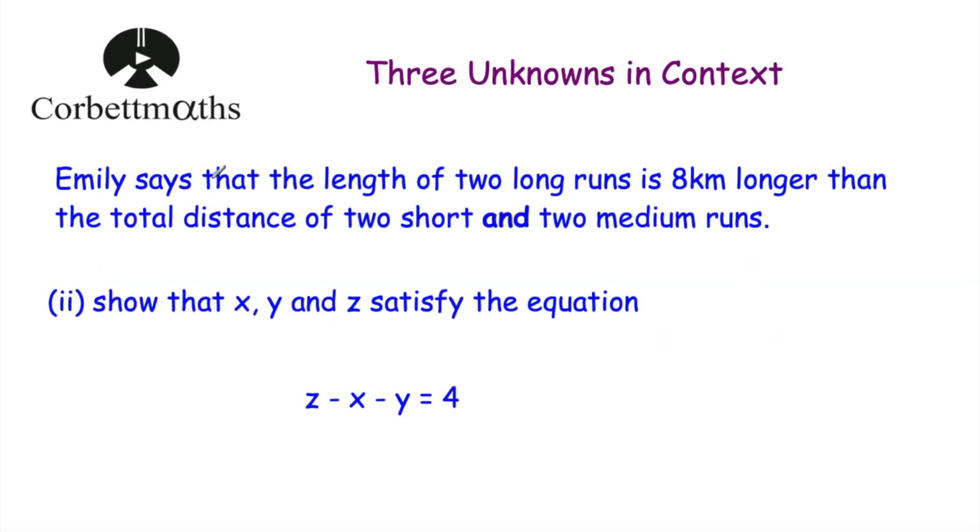Okay, and then if we carry on, we're told that Emily says that the length of 2 long runs is 8 kilometers longer than the total distance of 2 short and 2 medium runs. And we've been asked to show that x, y, and z satisfy the equation z minus x minus y is equal to 4. Okay, so this one's a little bit different because we're told that Emily says that the length of 2 long runs. So each long run is z kilometers, and there's 2 of them.